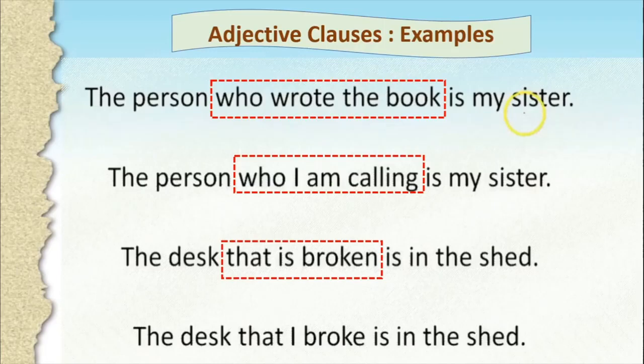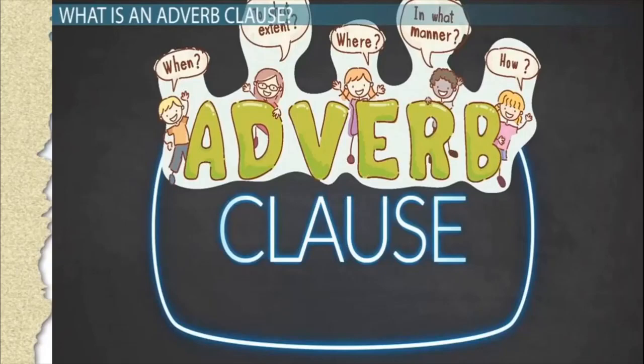The desk that I broke is in the shed. Alright. So here we are talking about the desk and we are saying the desk which I broke is in the shed. So these are all examples of adjective clauses. Okay. Moving on. Let us talk about adverb clauses.